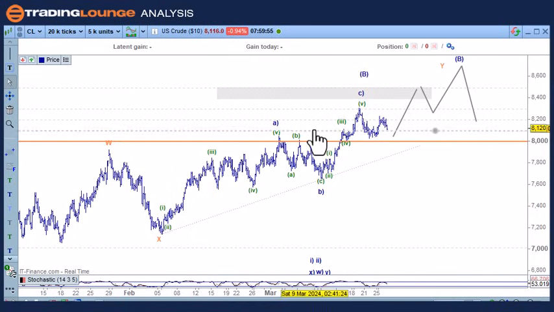It's quite possible that this low here can be 1 and 2 to here. It could also be that we have this as an A wave, a B wave, and we come down to here, and then we have a 3, 4, and 5 up here to finish it off.